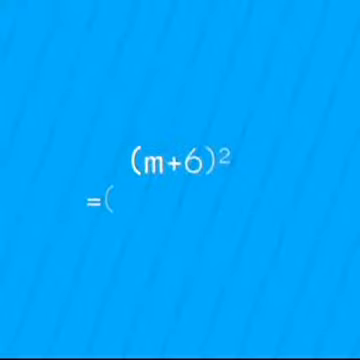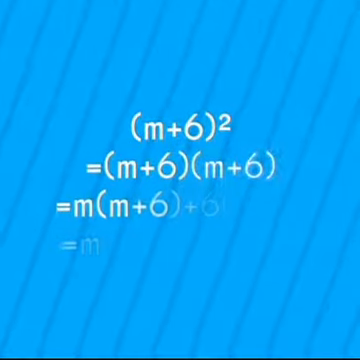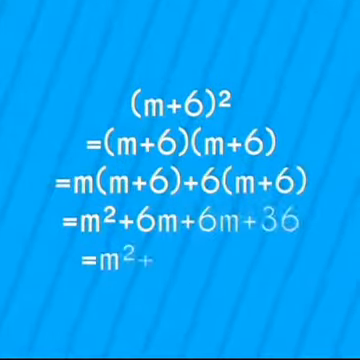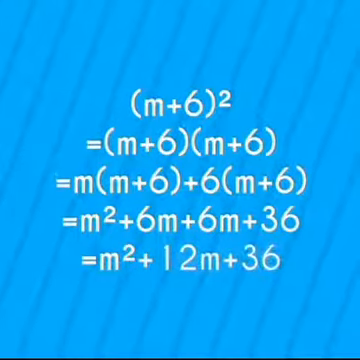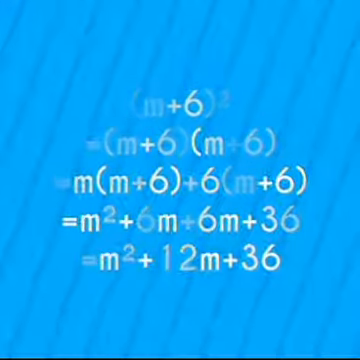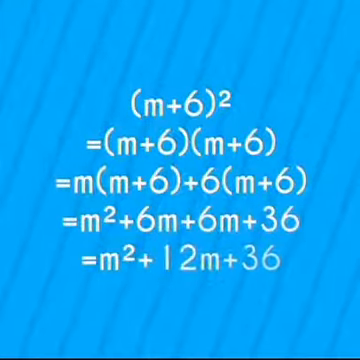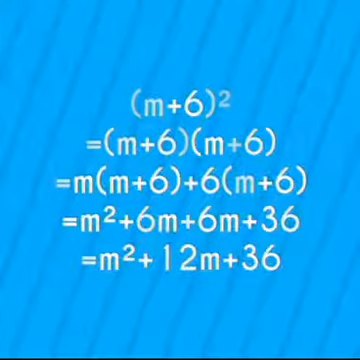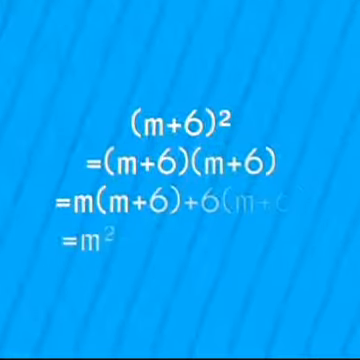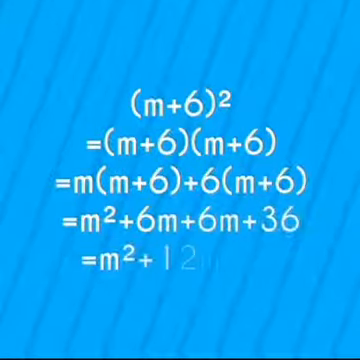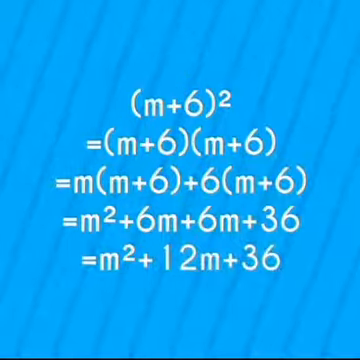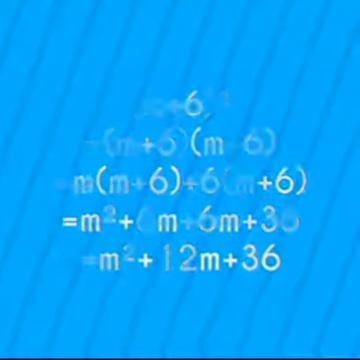Another example, m plus 6 all squared. That gives m plus 6 multiplies m plus 6. So we use m to multiply m plus 6, and 6 multiplies m plus 6. So we have m squared plus 6m plus 6m plus 36. And our final answer becomes m squared plus 12m plus 36. The two 6m there are like terms, so we can merge them together.